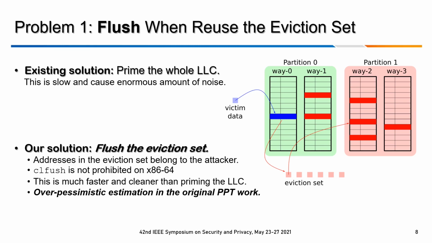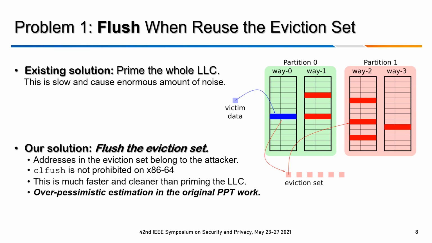To resolve this problem, the existing solution is to use a prime set to prime the whole LLC, which also evicts the eviction set as well, although priming the LLC is a rather slow process and causes an enormous amount of noise. So we thought, why not just flush the eviction set directly?